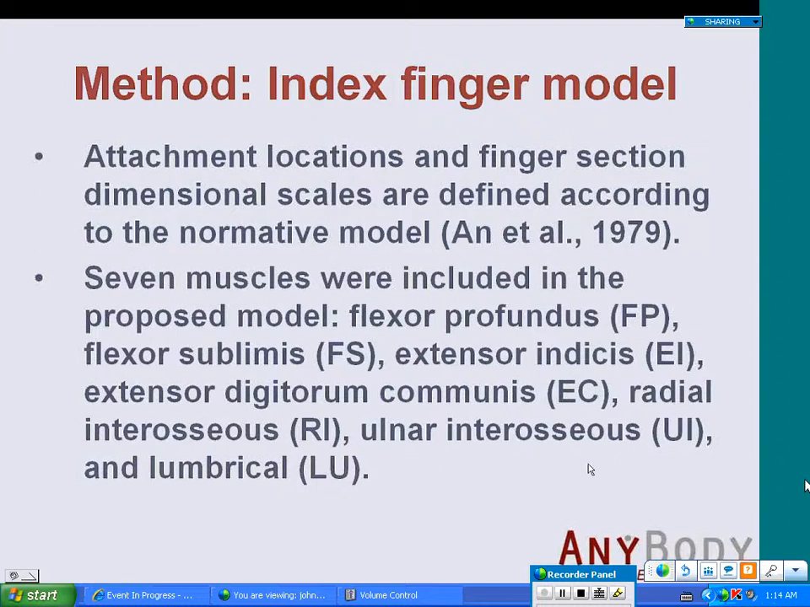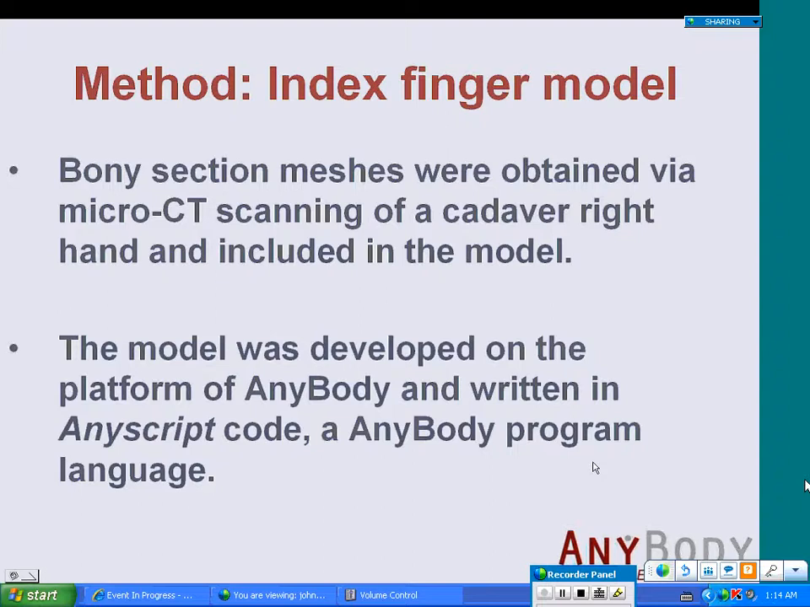So let's look at the model. Bony sections are included in the model. These bony sections are obtained by micro CT scanner of the cadaver right hand. Such a procedure nowadays has become routine in the clinics. The model was developed on the AnyBody platform and written in AnyScript code. It is the AnyBody programming language.